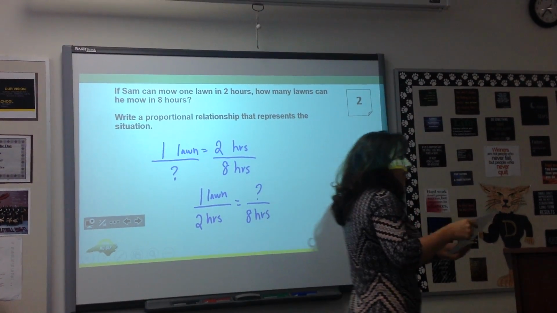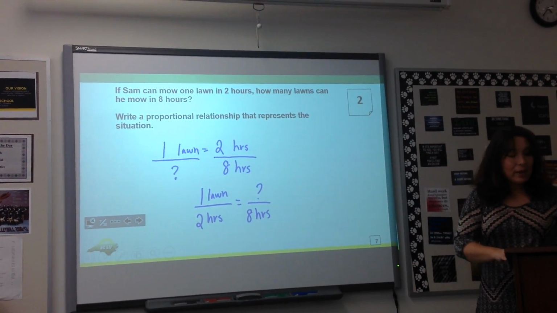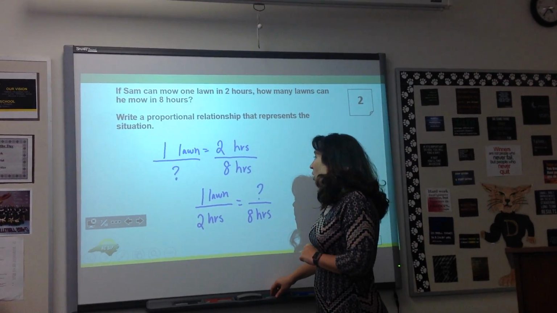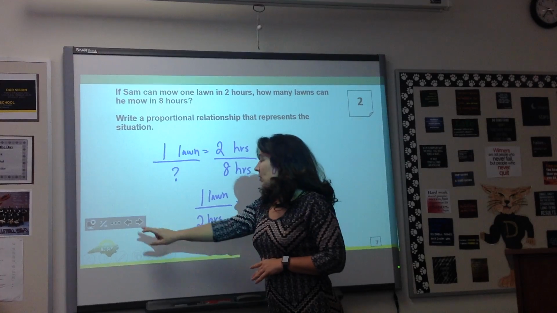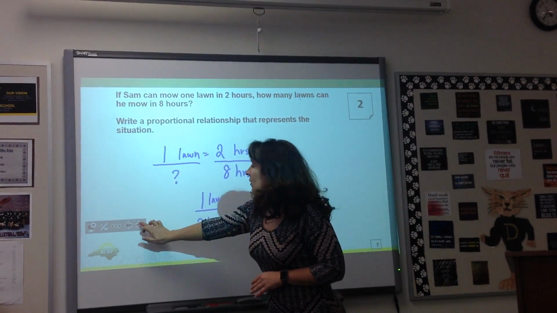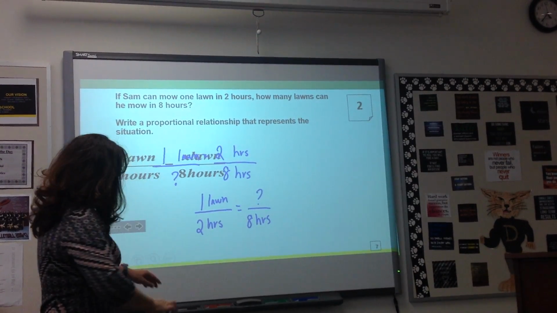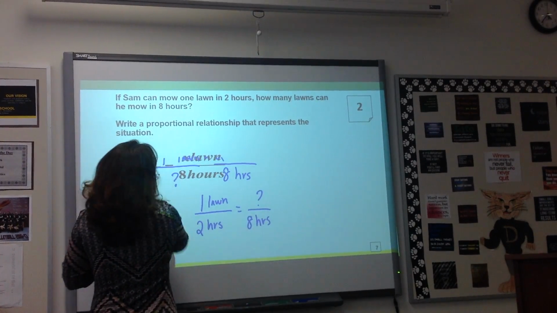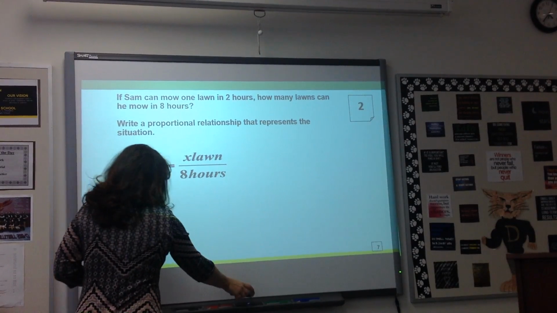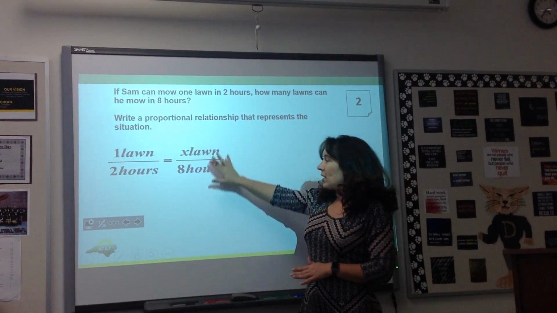However, there are some that would not work. Can someone give me a non-example? An example of a proportion that would not work? Well, let's see. Let me get rid of mine and let's look at some that they have. So there's the 1 is to 2 as x is to 8.